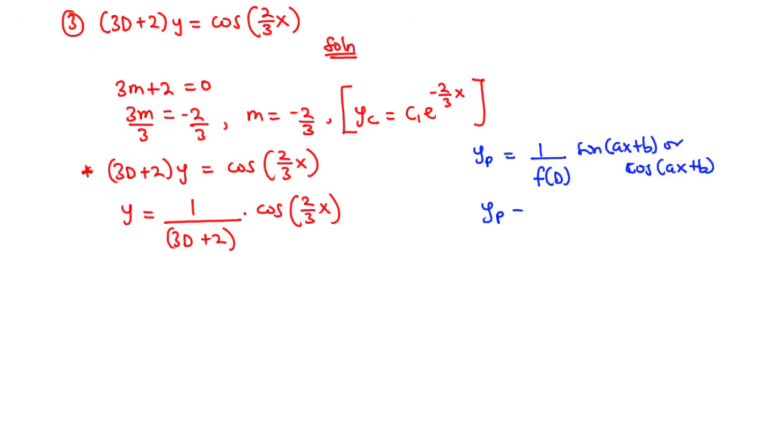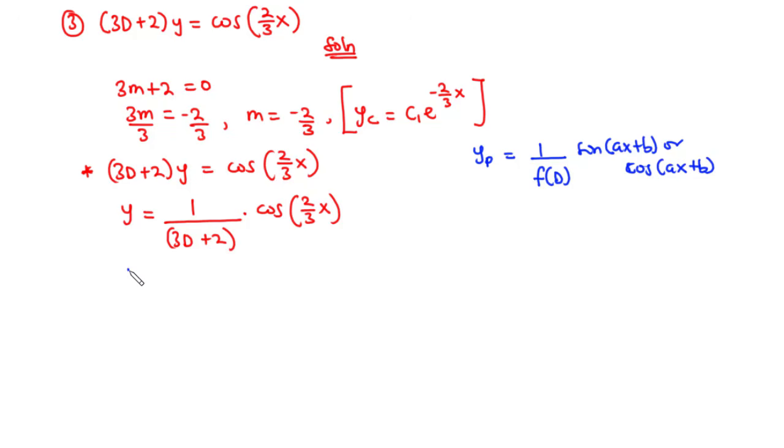So let's focus on the first equation. Here we have the denominator to be 3D plus 2. Since we don't have D squared, or D cubed, and so on and so forth, we are going to rationalize this function. So we are going to multiply top and bottom by the conjugate of the denominator.